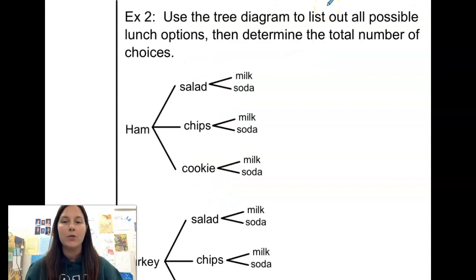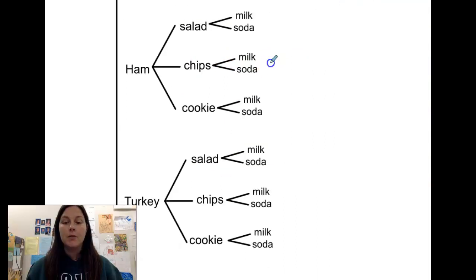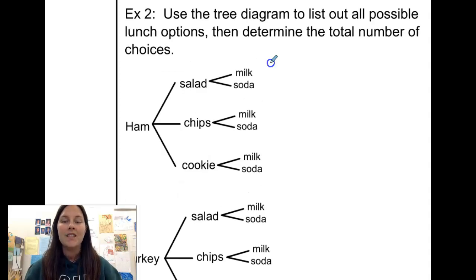Example 2, we've already got the tree diagram listed for us. This is different possibilities of lunch. As we look at our tree diagram, it looks like we have 2 choices for a sandwich, ham or turkey. We have 3 choices for a side. We could get a salad, chips, or a cookie. And then we have 2 options for a drink, milk or soda. It's asking us to use the tree diagram to list out all possible options. Again, that's called our sample space. So we're going to be creating a sample space for different lunch combinations, and then we can count them up to determine how many different lunch options we could choose.